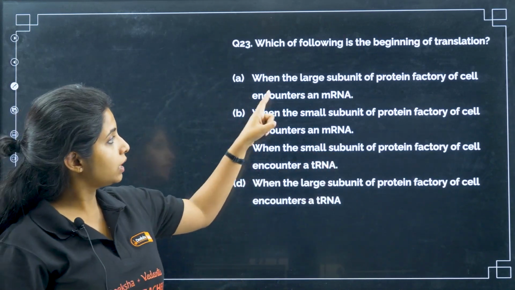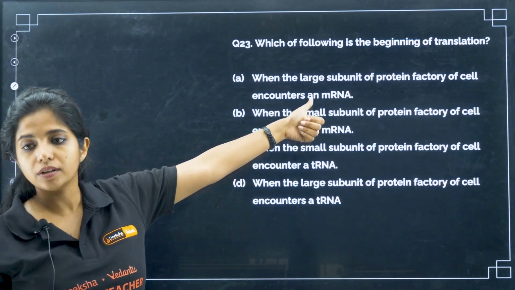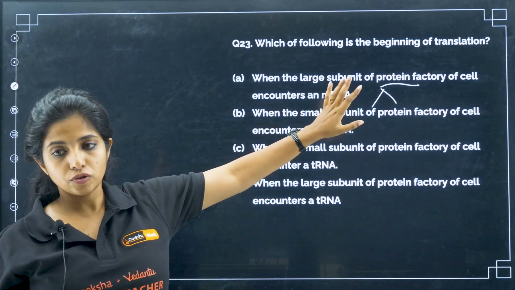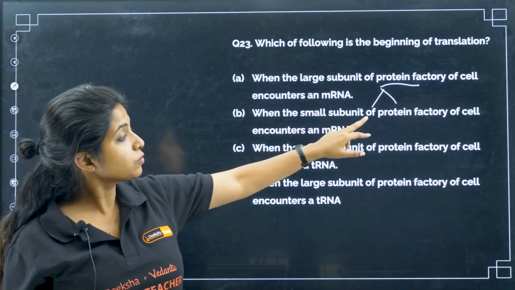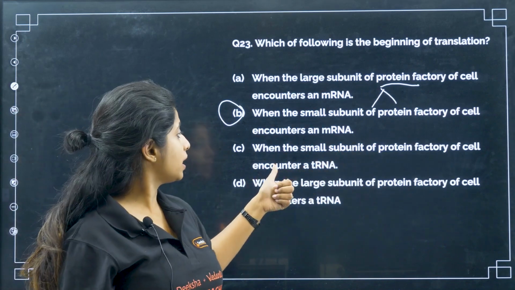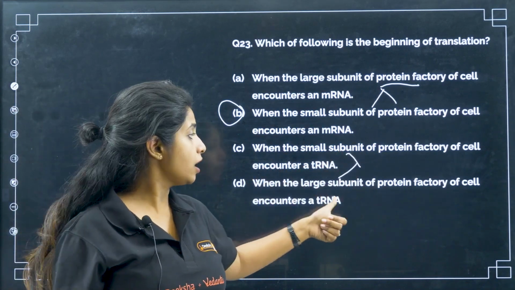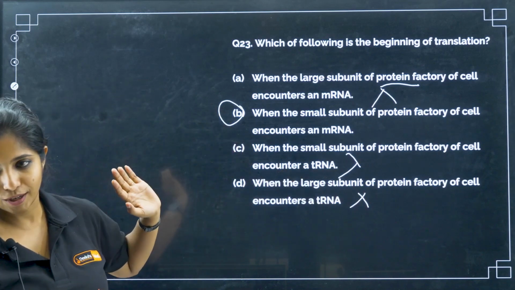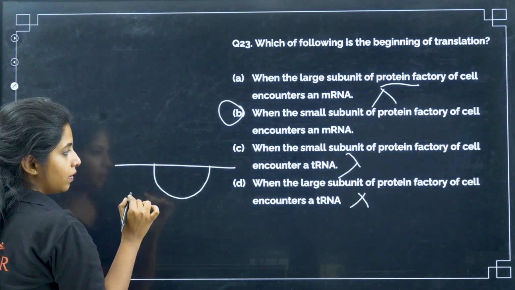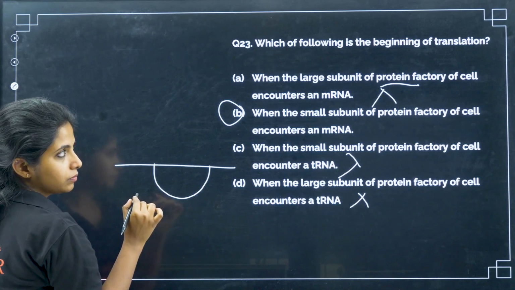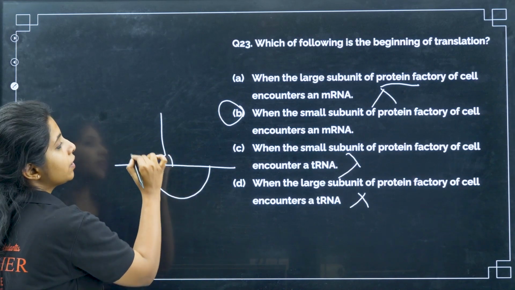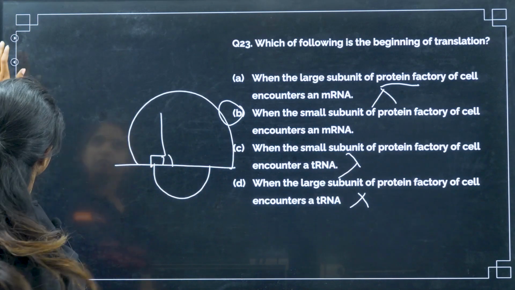So when the large subunit of protein factory of the cell encounters an mRNA, wrong. Protein factory is talking about ribosomes. Large subunit is not the one that comes and attaches first. When the small subunit of protein factory of the cell encounters an mRNA, this is the case. When the small subunit encounters a tRNA, wrong. When the large subunit, no. It is just this. So first basically mRNA comes, it attaches to the small subunit, and then here comes the tRNA, and after the tRNA comes the larger subunit.